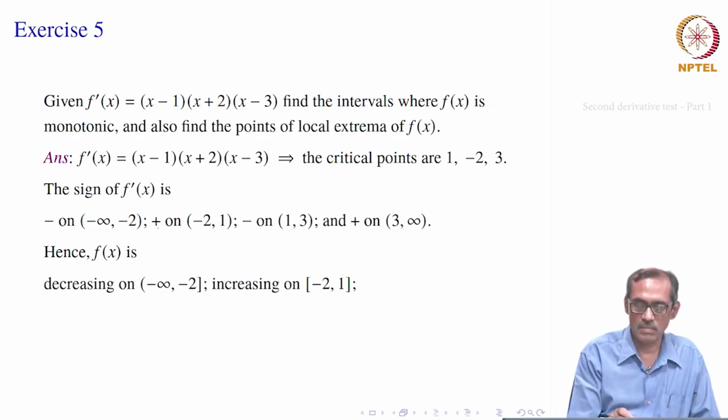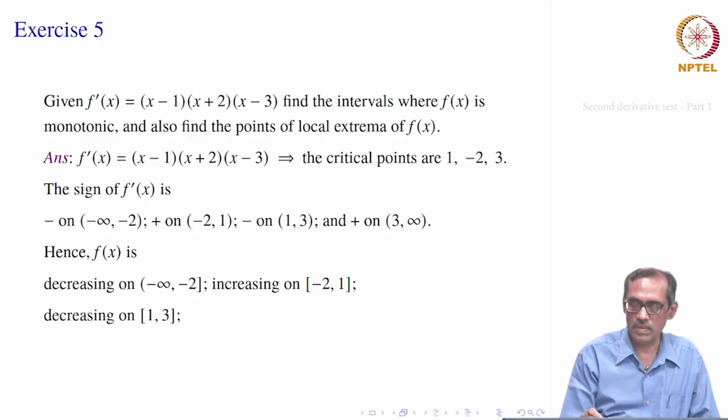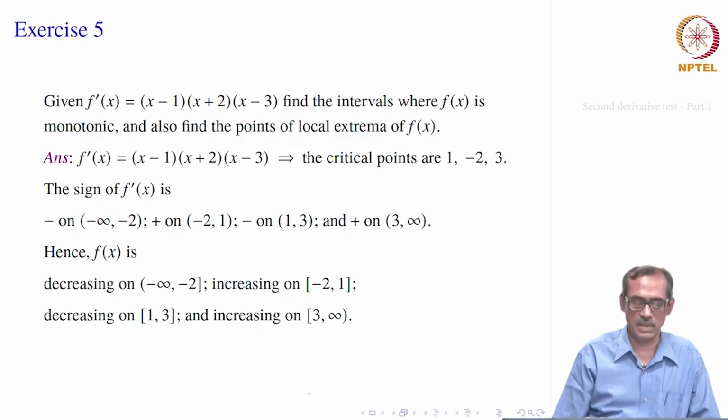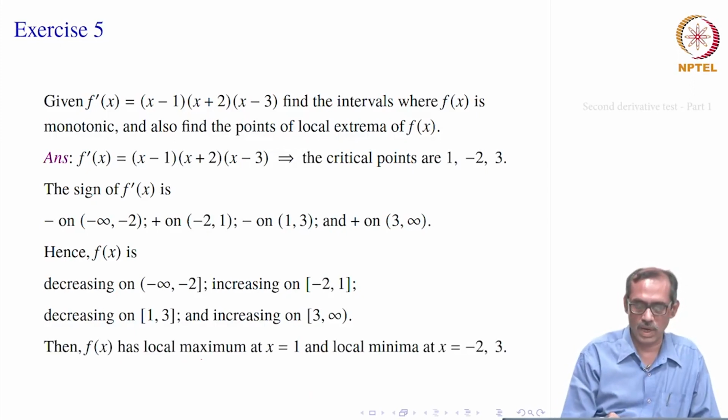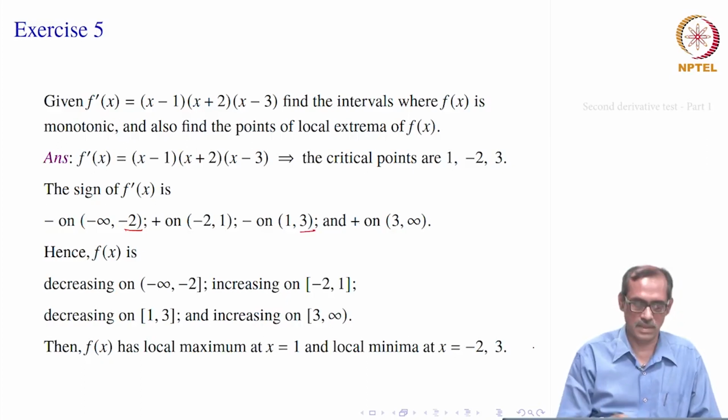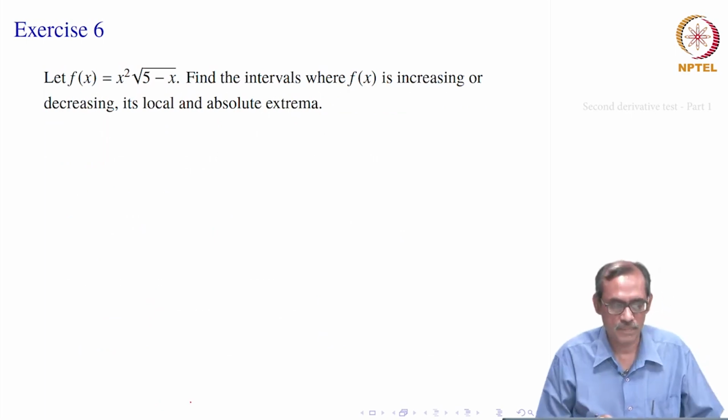Similarly, it is increasing on minus 2 to 1, because f prime is positive here, and it is again minus on 1 to 3. So, it is decreasing on 1 to 3, and it is plus on 3 to infinity, so it is increasing on 3 to infinity. Accordingly, you have f(x) with a local maximum at x equal to 1, as it is changing from plus to minus, and local minima at x equal to minus 2 and also at 3, where it changes from minus to plus. So, local minima at x equal to minus 2 and 3.